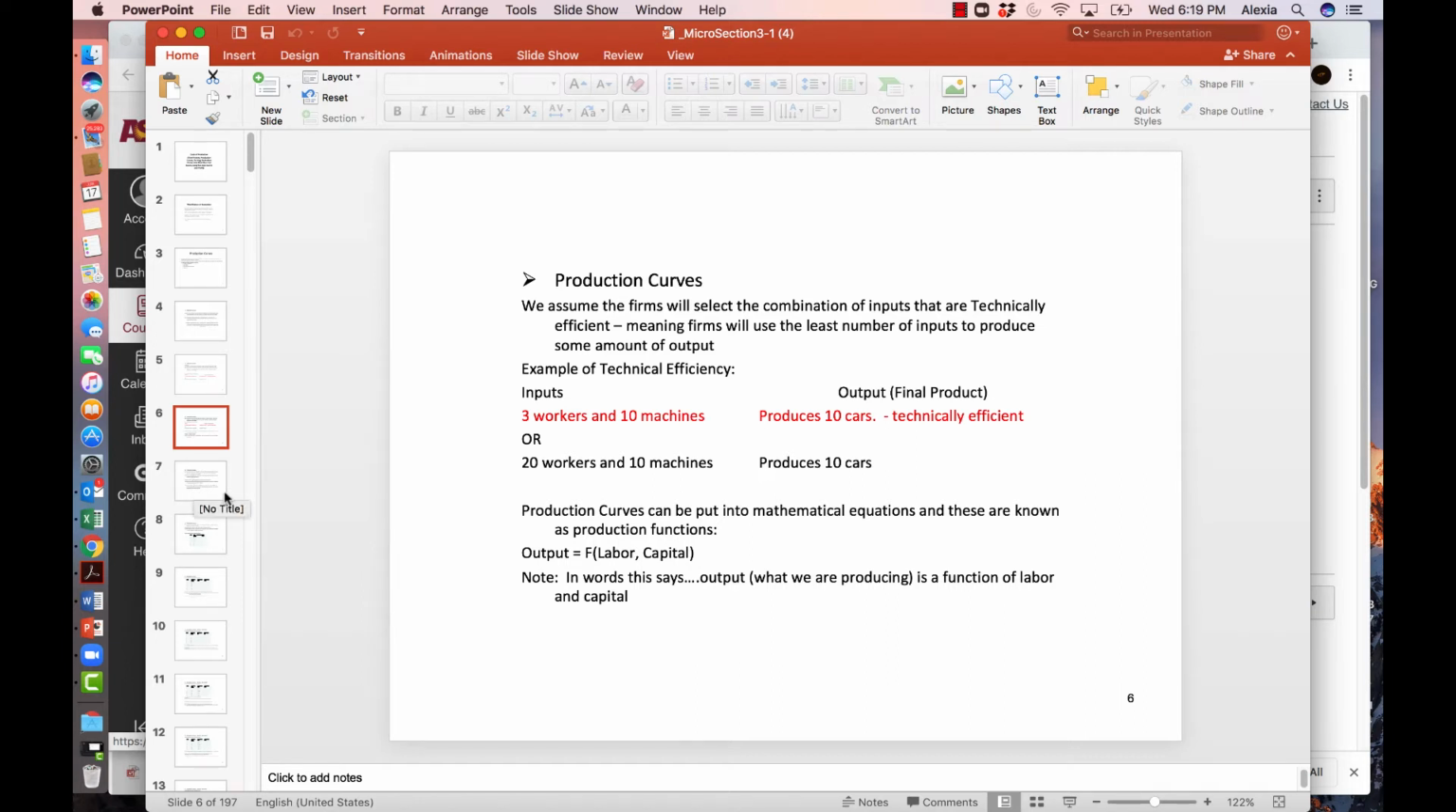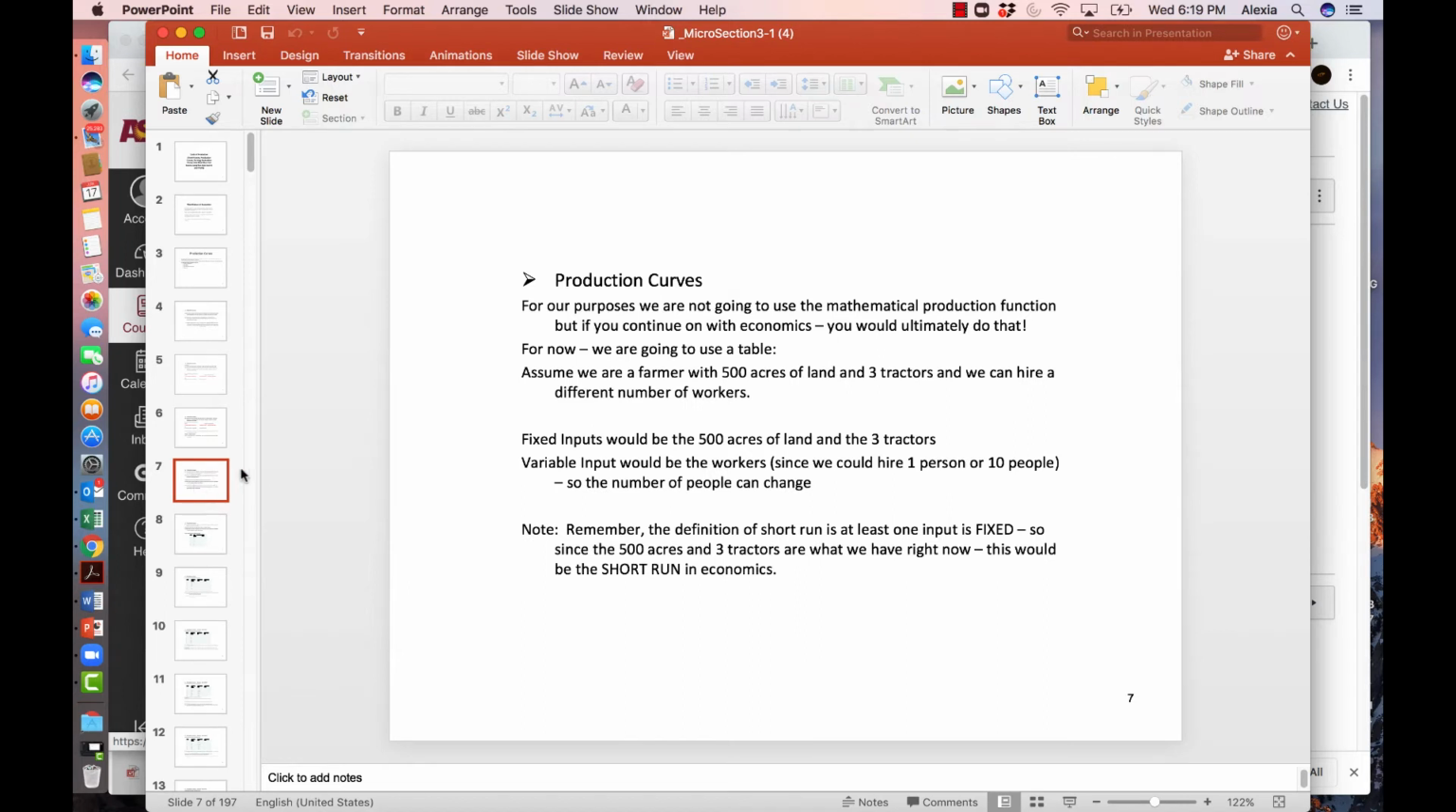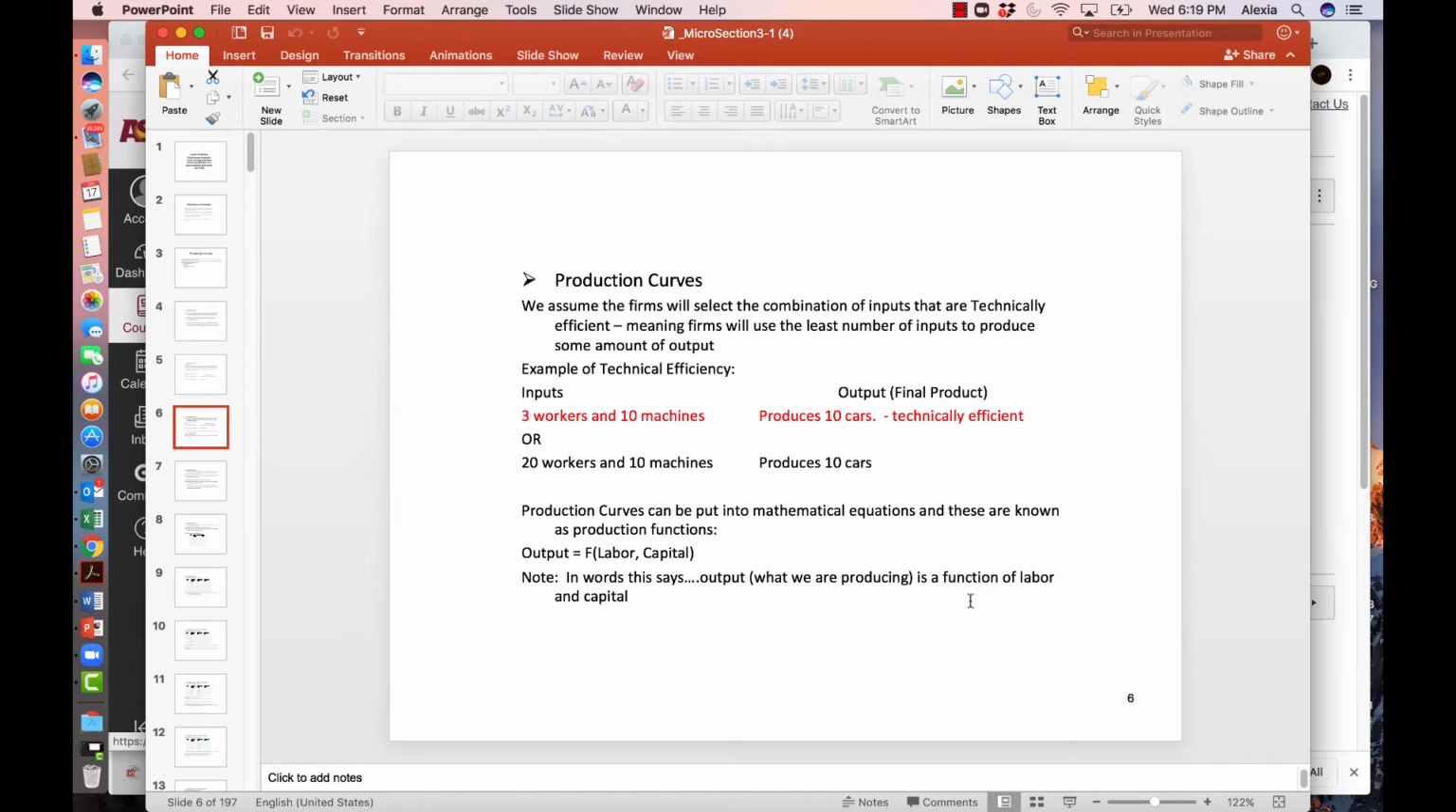And again, like I was mentioning before, we may not know it right away if we're new to an industry, but companies will need to learn it very, very quickly. So another way, and it's not so much for this class, but if you were to continue on with higher level economic courses, you'll find that production curves are generally given in a mathematical equation. So we'll say something like the output, so that's what we're producing, is a function of the amount of labor and capital you have. And keep in mind, when we say capital in economics, we're referring to the machinery and equipment.